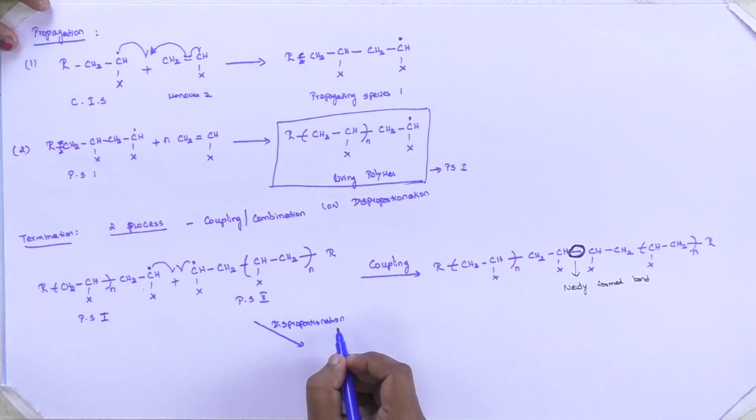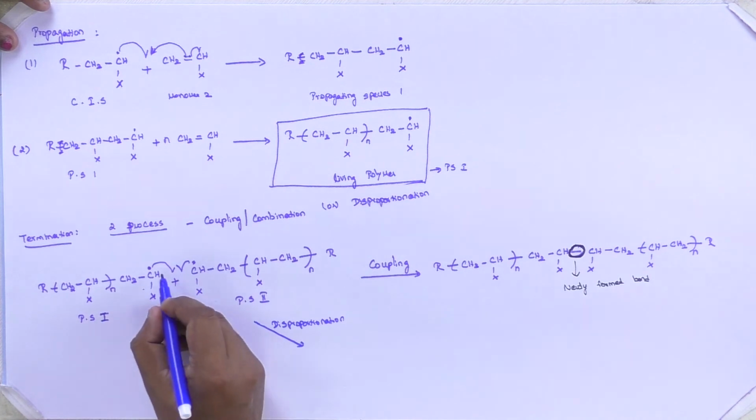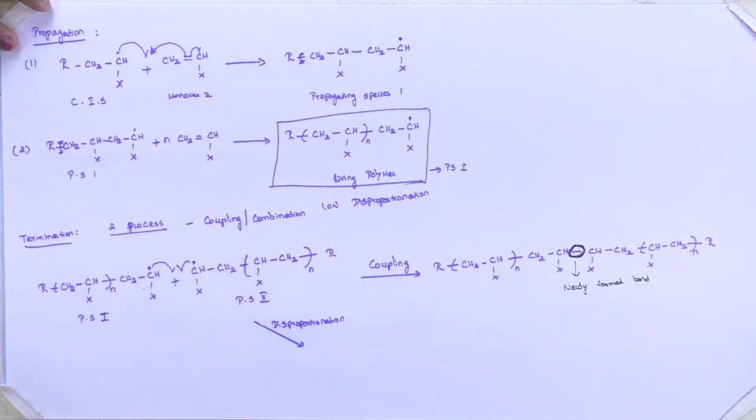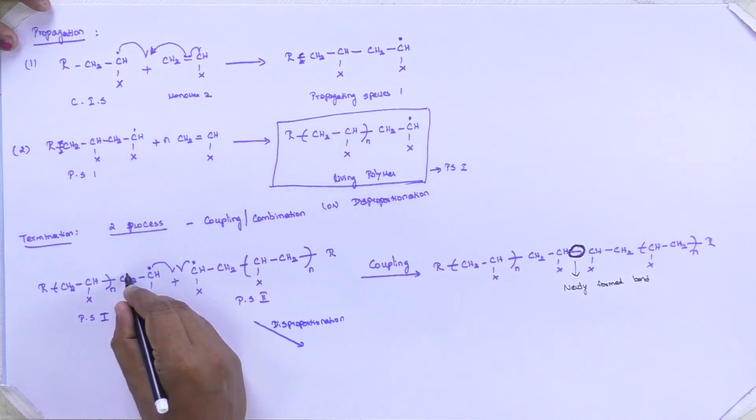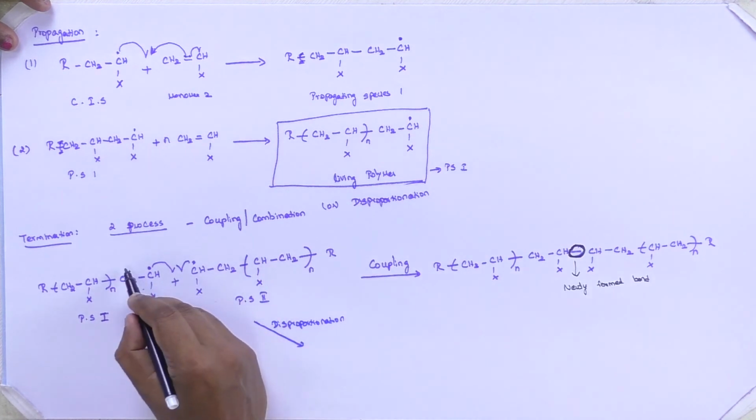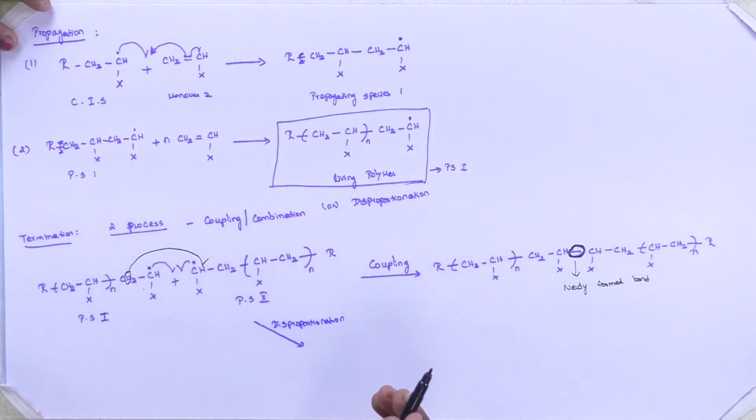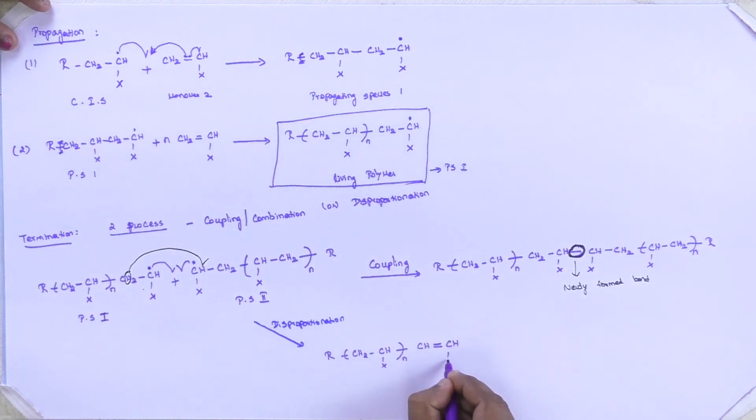In a disproportionation reaction, there is no direct bond formation. Instead, one of the hydrogens from the monomer will be transferred to the other chain, like this. So your polymer formed will be of this type: R, CH2, CHX, n times, CH double bond CHX, because one hydrogen got transferred.